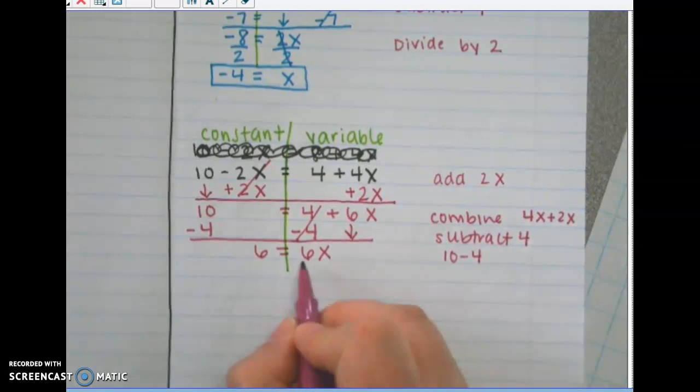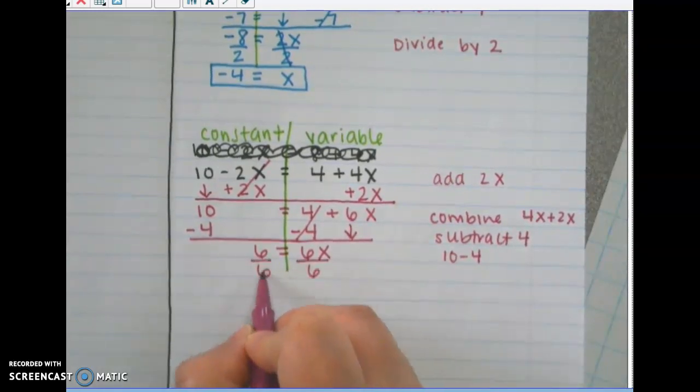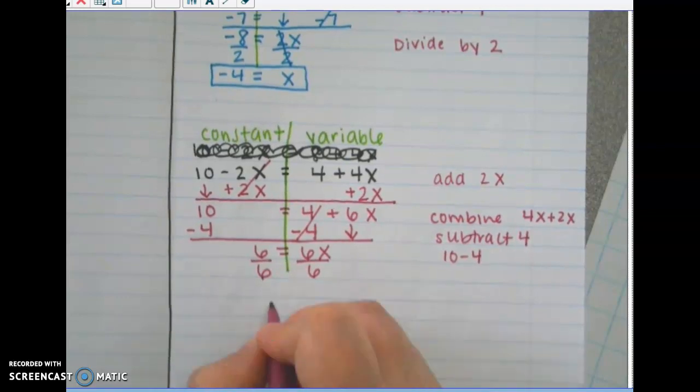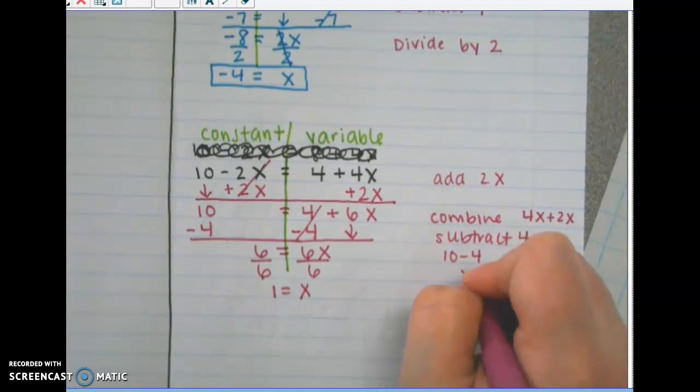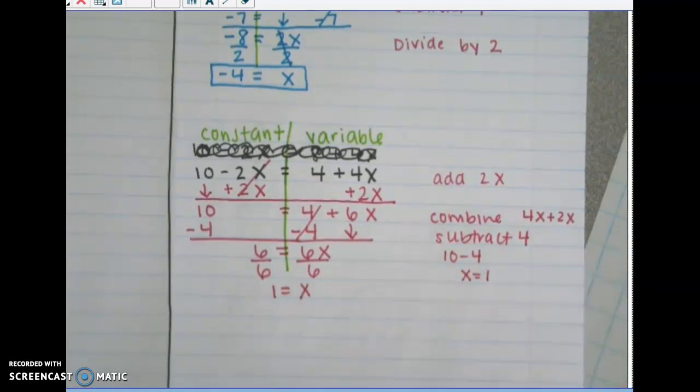So the last step is to divide. Divide by the number in front of x. So 6 divided by 6 is 1. So x equals 1.